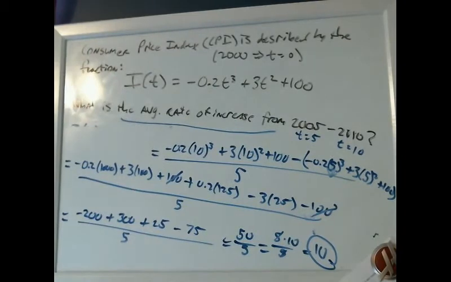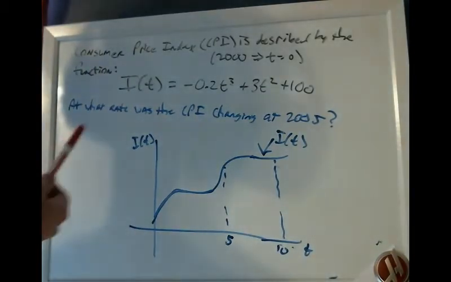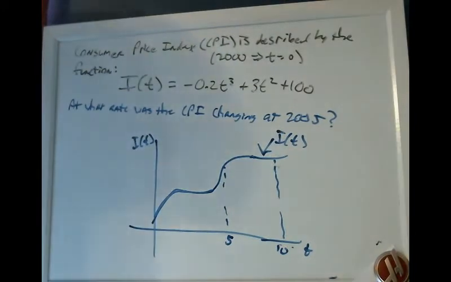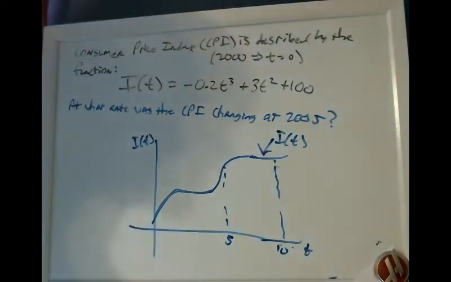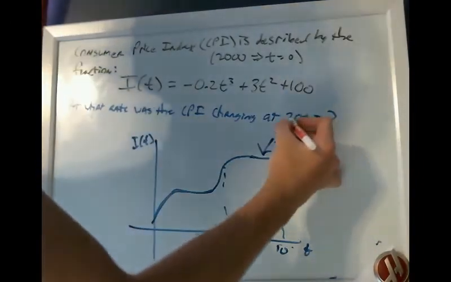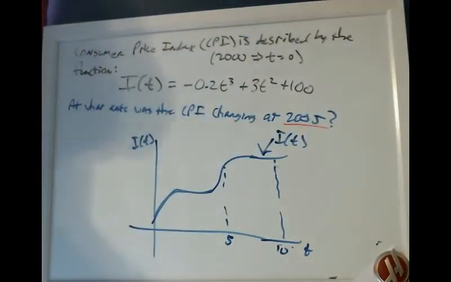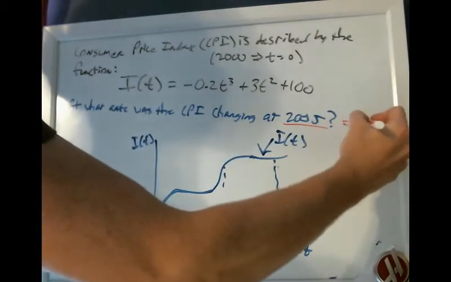Next, we will determine the instantaneous rate of change, which involves finding the derivative. So the next step of this problem, it asks us, at what rate was the CPI changing at 2005? This is not asking for a rate of change over a period of time. It's asking us specifically how fast or how much it was changing at that particular instant in time, 2005, which, as we know, is equal to t equals 5.